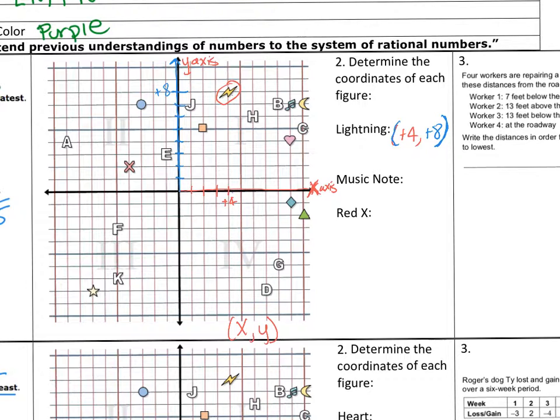The music note, where's the music note? Oh, there it is. Okay, so we have to put it in order from X to Y. As I was saying, make sure that when you write a coordinate, it has parentheses and it has a comma between the X coordinate and the Y coordinate. So the music note is at positive 1, 2, 3, 4, 5, 6, 7, 8, 9. It's at positive 9 for the X axis. And for Y, it is at positive 7.